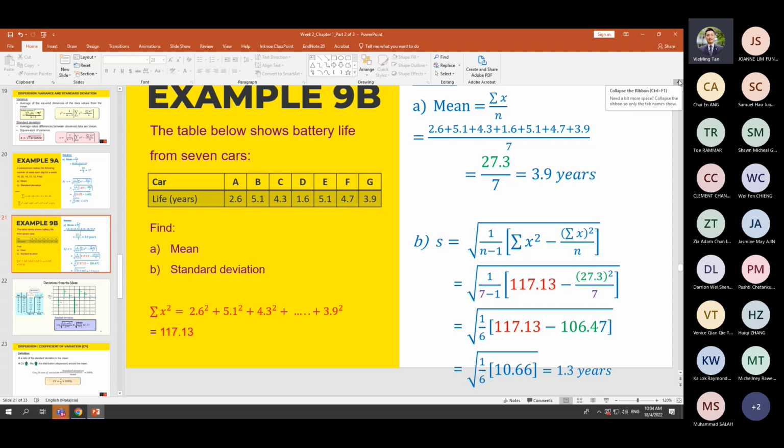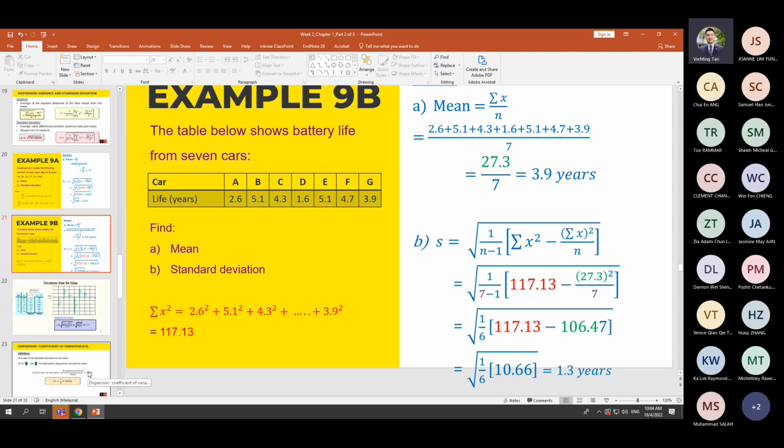Right, so we get 10.66 divided by 6 and then square root the whole thing. Simplify the answer into 1 or 2 decimal places, enough. So I get 1.3, yes. Or it can be 1 point something, 1.3 something. So you may leave the answer in 1 or 2 decimal places. Yeah. So far so good.